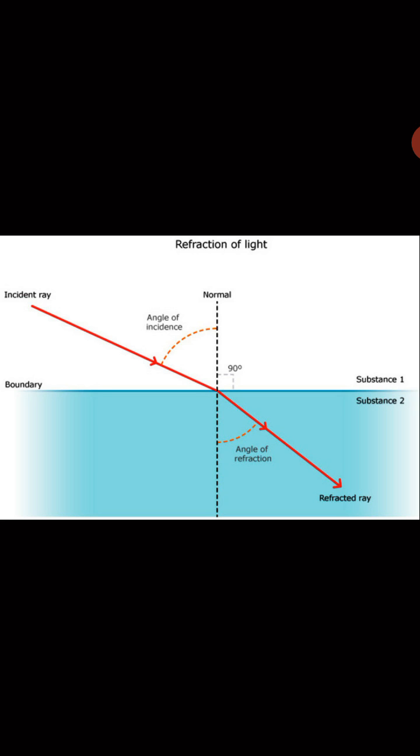This happens when the speed of light decreases. The speed of light is more in air, but when it goes into the water, the speed of light reduces. So when the speed of light reduces, the refracted ray bends towards the normal.